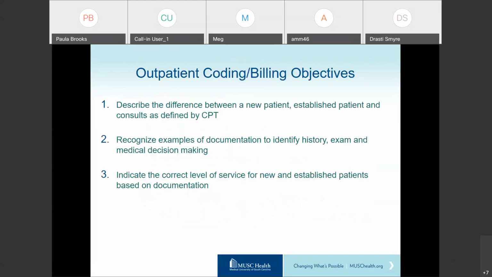So our objectives for today: we're going to describe the differences between a new patient, an established patient, and consults as defined by CPT. I want to make sure that you can recognize examples of documentation to identify the history, exam, and medical decision making, and indicate the correct level of service for new, established, and consultations based on your documentation.